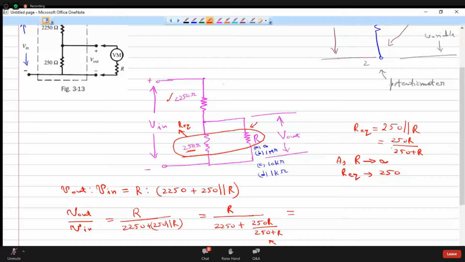So you can take the limits here. You can take the limit R tends to infinity of 250 into R divided by 250 plus R. So this is nothing but 1 upon R. When this R tends to infinity, this quantity will tend to 0, so that the value will be equal to 250 ohm. Hope you understand.